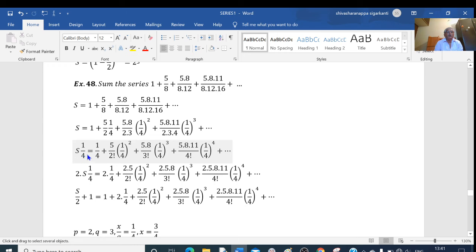Therefore, s by 4 equal to 1 by 4 plus 5 by 2 factorial. 2 can be written as 2 factorial. 1 by 4 square plus 5 into 8 by 2 into 3, this is 3 factorial, 1 by 4 to the power 3. Okay. Next term 5 into 8 into 11 divided by 2 into 3 into 4, 4 factorial, 1 by 4 to the power 4.